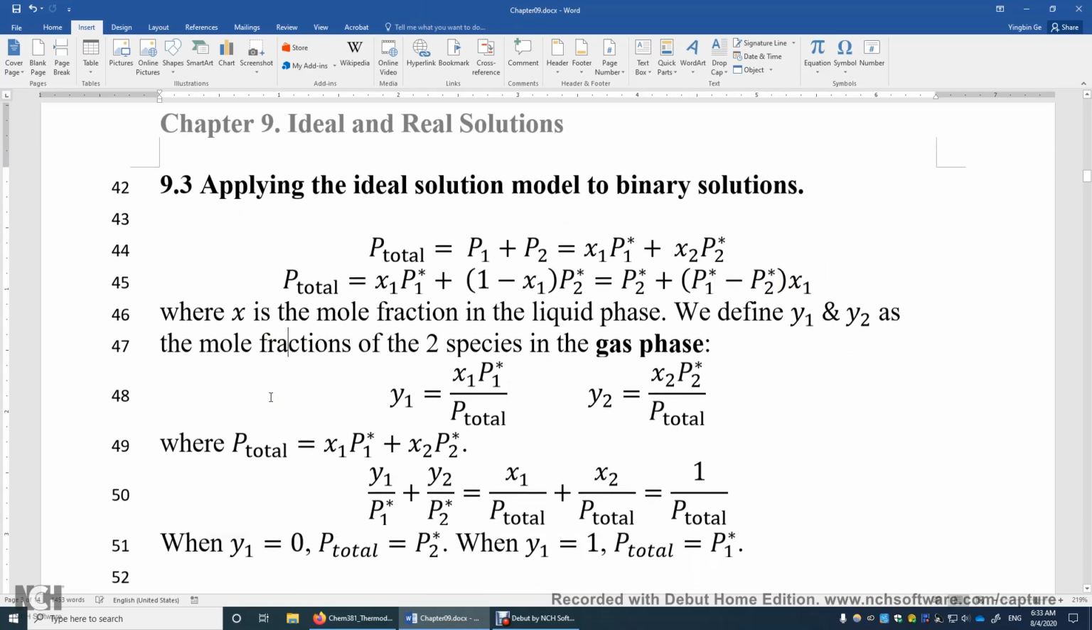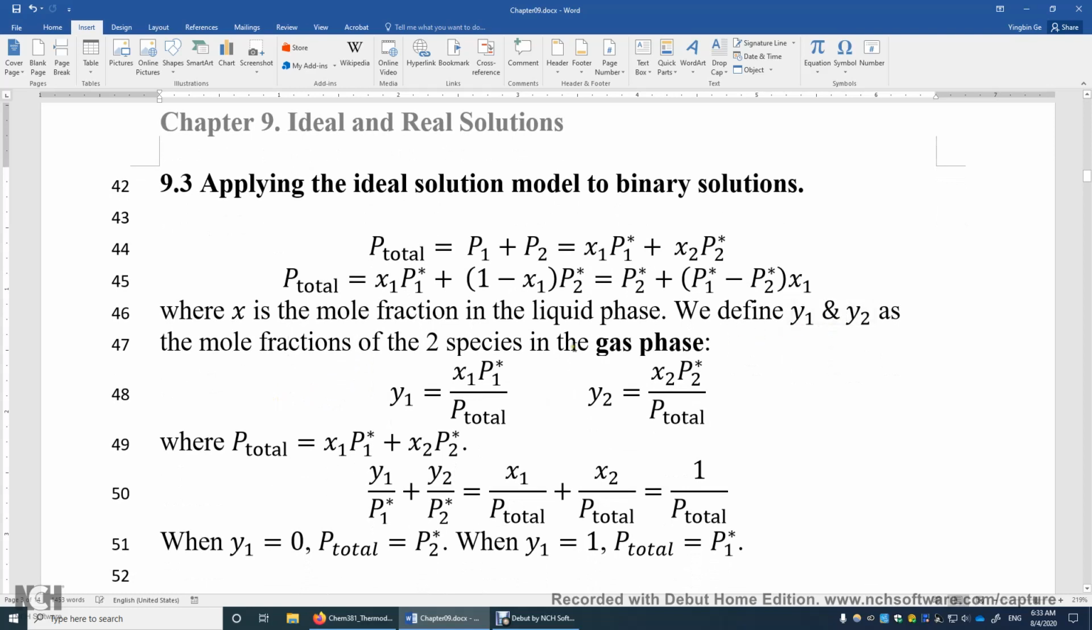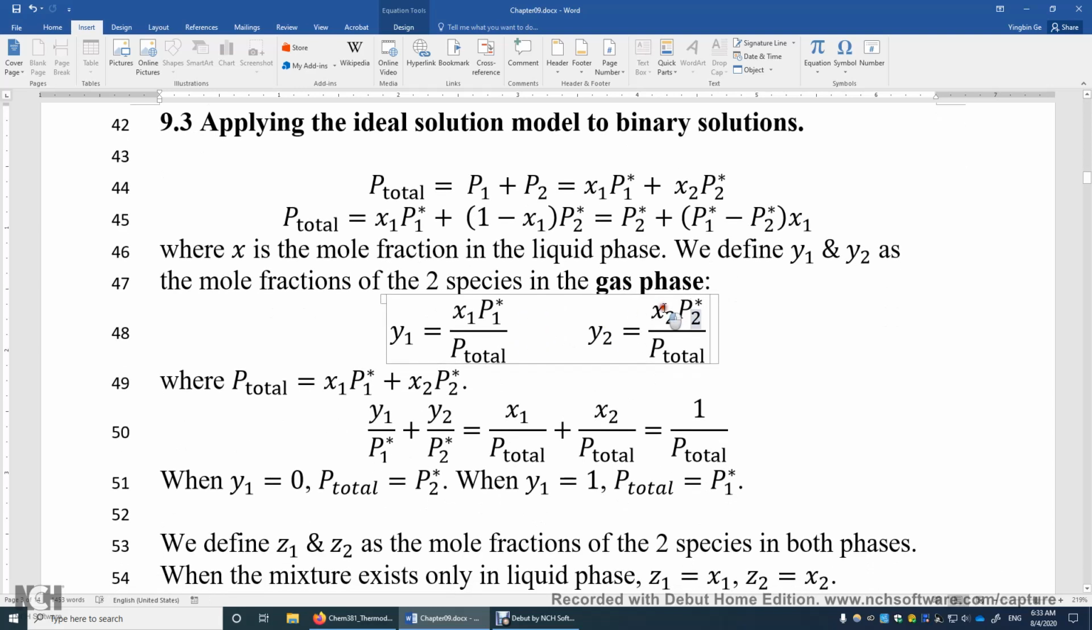What about the gas phase? We use Y1 and Y2. Y is the mole fraction of the species in the gas phase. Therefore, Y1 is just P1 over P total, and P1 is X1 times P1 star. That's Raoult's law. Similarly, Y2 is P2 over P total, and P2 is X2 times P2 star. That's understandable: the partial pressure of 2 is proportional to the mole fraction of 2 in the liquid phase. When you have 100% liquid 2, this is simply P2 star.